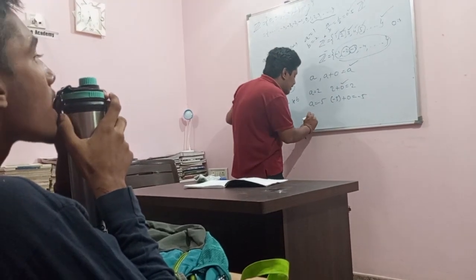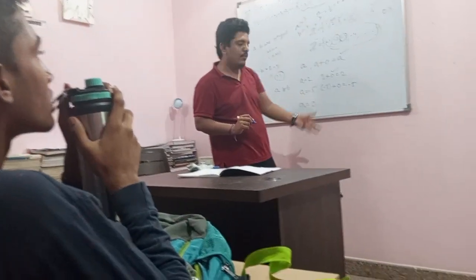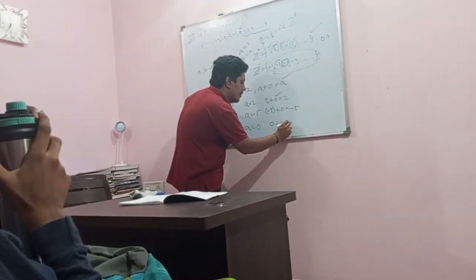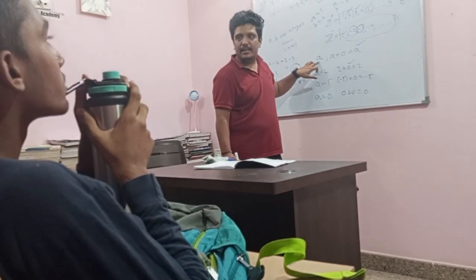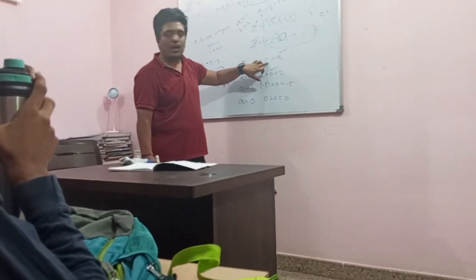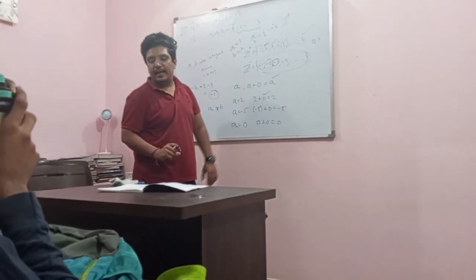Let me consider one more example here. Suppose I consider 0. What is 0 plus 0? 0 only. So for any integer a, 0 is called additive identity. Why? Because a plus 0 is equal to a.